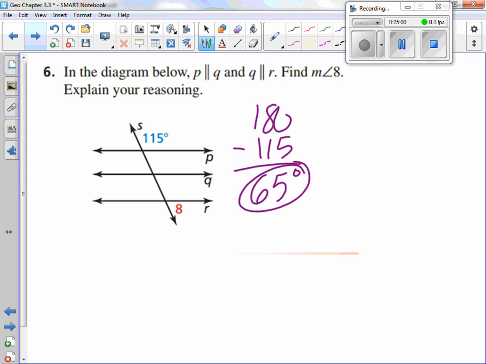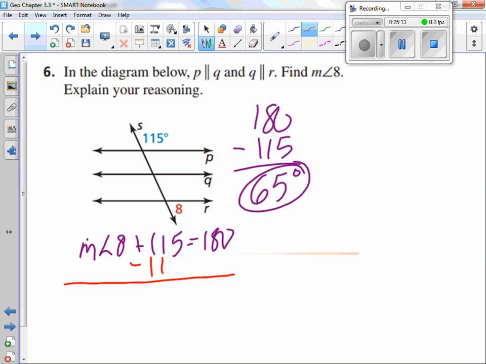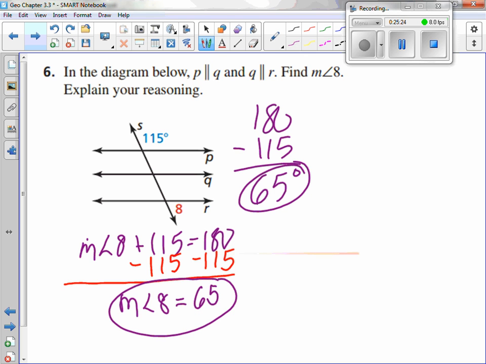65 degrees. Because really this is the same as saying the measure of angle 8 plus 115 equals 180. Well, I can subtract 115 from both sides and get that the measure of angle 8 is 65 degrees. Same thing. Questions on this here? Questions on anything we've done so far? We good with this here? All right.